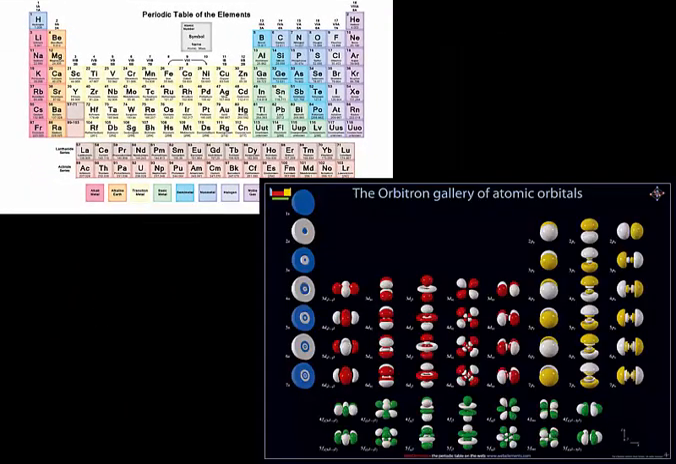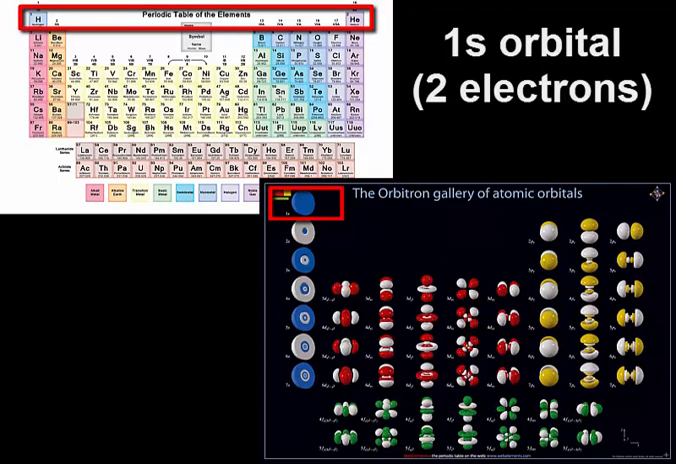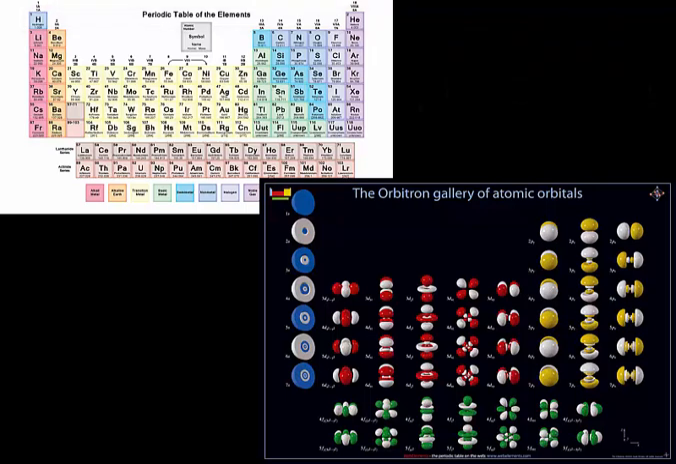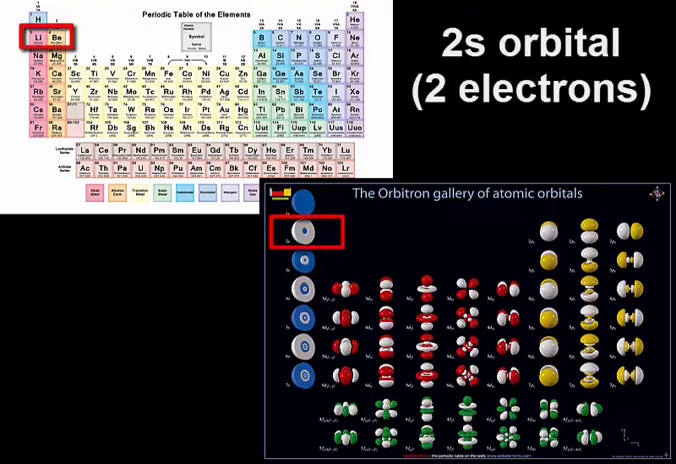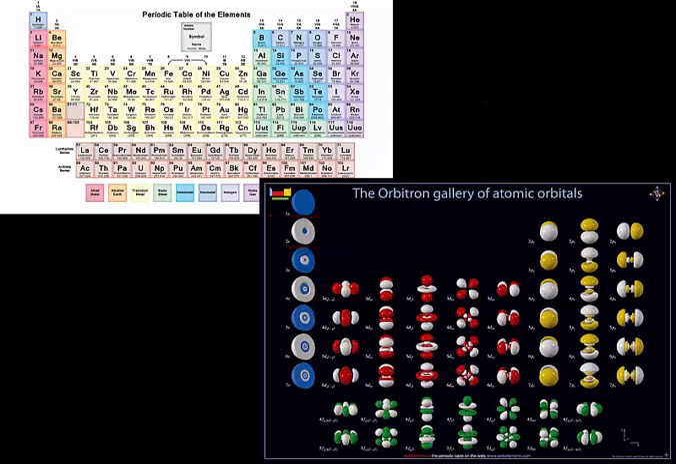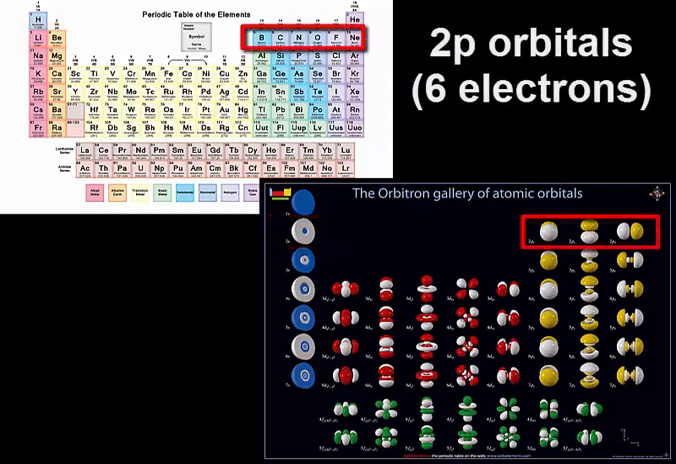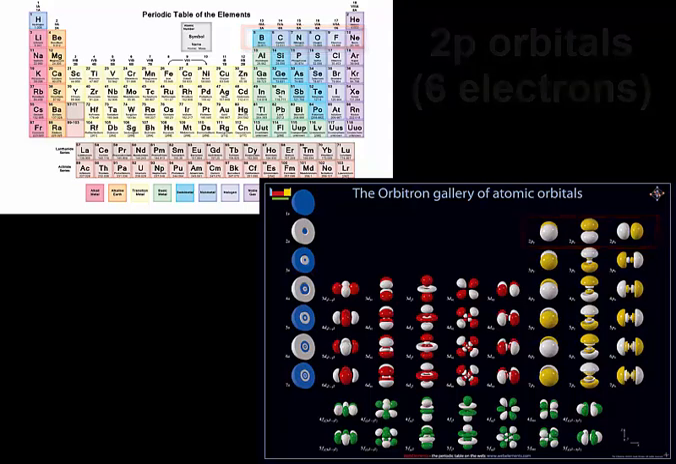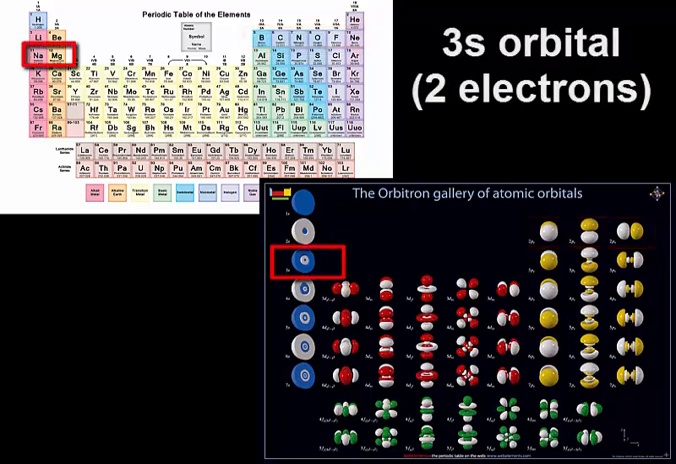Well, first we have what's called a 1s orbital. A 1s orbital, as you can see, is a sphere. It can hold 2 electrons. 2s orbital can also hold 2 electrons. That's a little bit larger. It's on the outside of the 1s orbital. After that, the same size as 2s is 2p. There are 3 p orbitals at the second energy level. They can hold a total of 6 electrons.